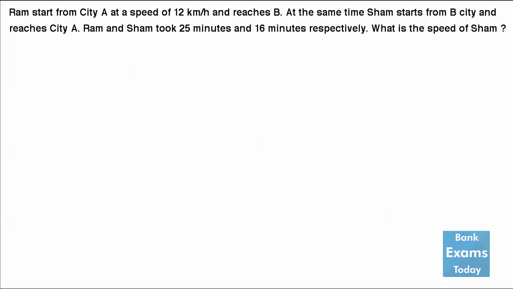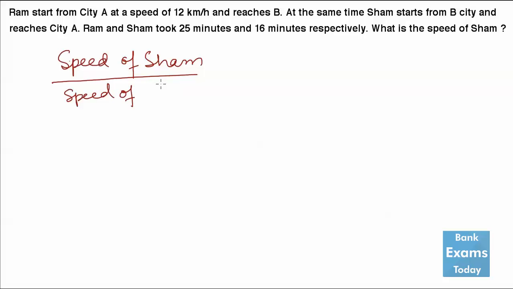So using this same formula, the speed of Sham divided by the speed of Ram is equal to the square root of 25 divided by 16. So that becomes 5 over 4.